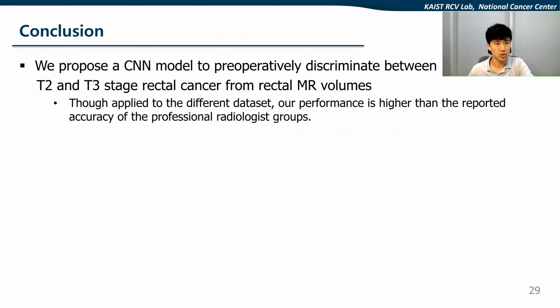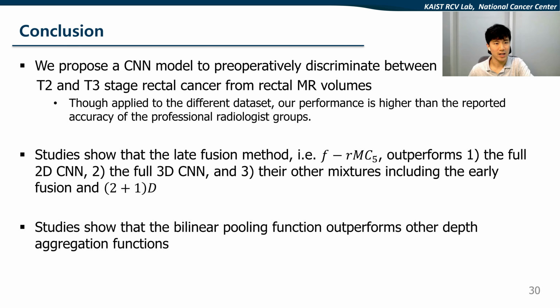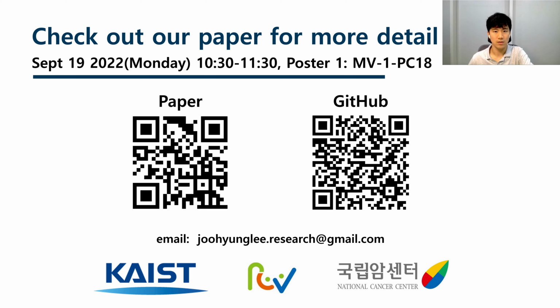pooling functions. In conclusion, we propose a CNN model to accurately discriminate between T2 and T3 stage rectal MRI volumes, which is arguably the most challenging yet clinically significant task in treatment planning. Specifically, we showed that the late fusion method and bilinear pooling function outperformed all other 2D and 3D CNN mixtures and depth aggregation functions respectively. Thank you very much.